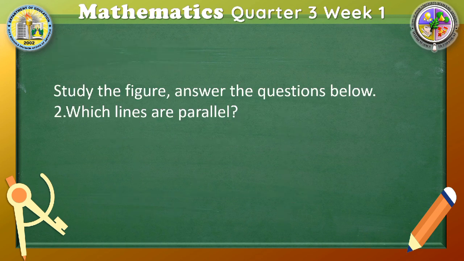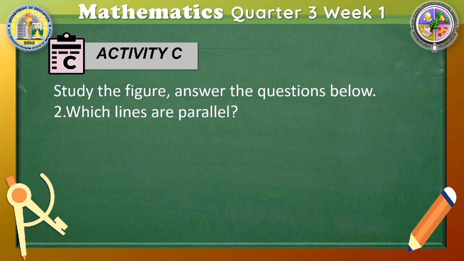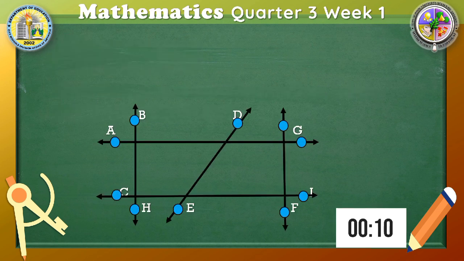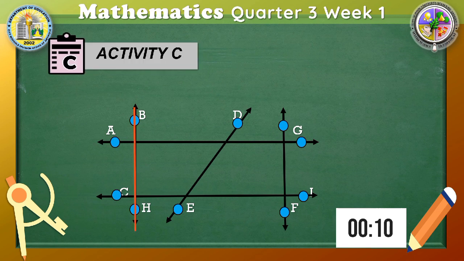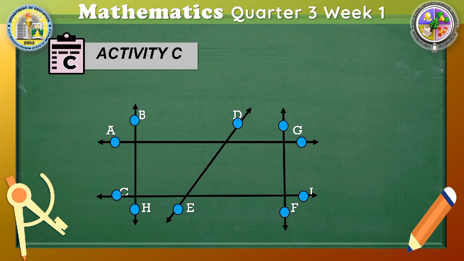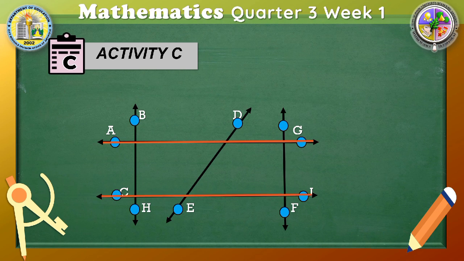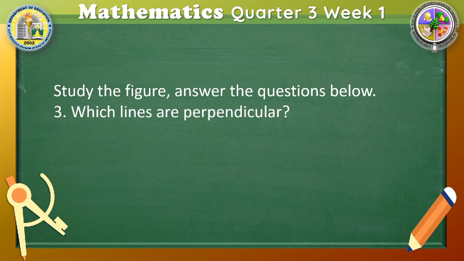Number 2. Which lines are parallel? Let's check your work. Line BH and line JF. That's our example of parallel lines. Another one, line AG and line CI. Parallel lines. Now, let's proceed to number 3.